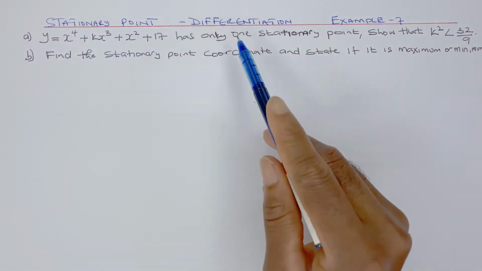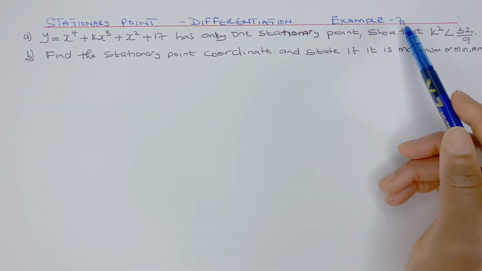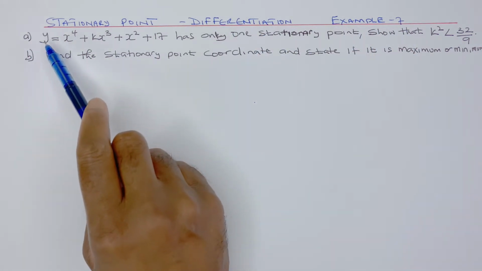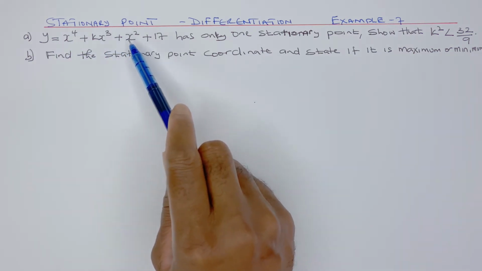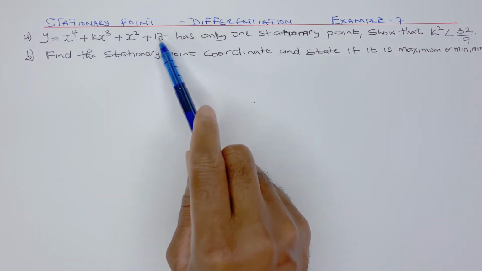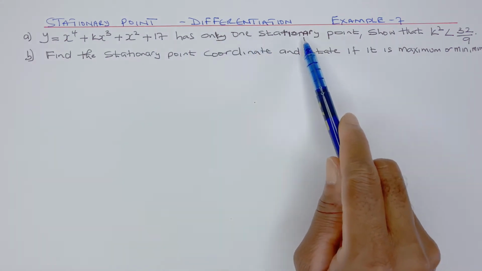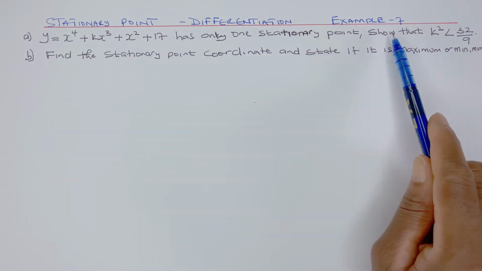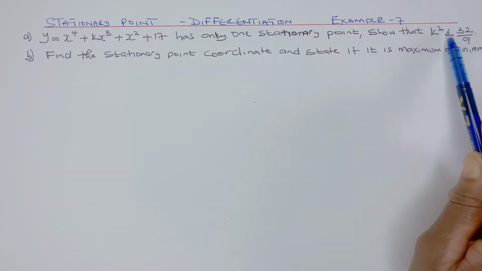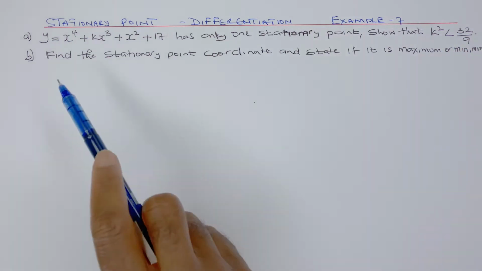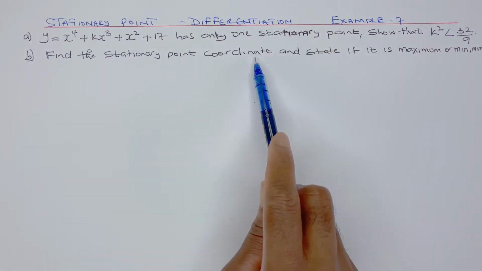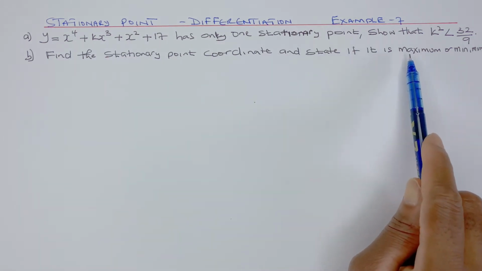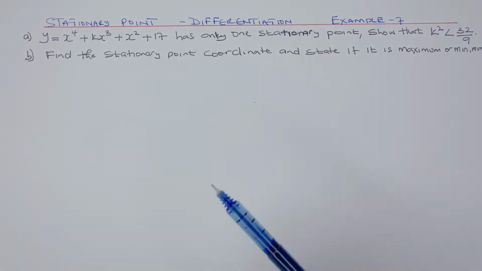Stationary point, differentiation. Example 7. A. y equals x to the power 4 plus kx cubed plus x squared plus 17 has only one stationary point. Show that k squared is less than 32 over 9. B. Find the stationary point coordinate and state if it is maximum or minimum.